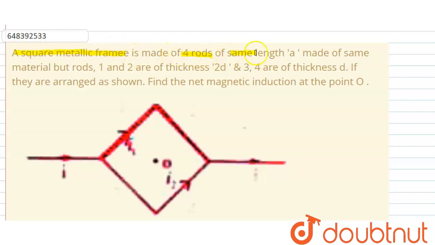Hello students, in this question it is given that a square metallic frame is made of 4 rods of same length A, made of same material. But rods 1 and 2 are of thickness 2D and 3 and 4 are of thickness D. If they are arranged as shown, find the net magnetic induction at the point O.